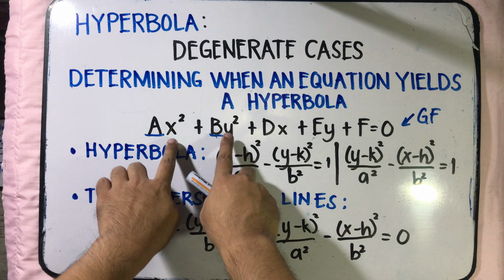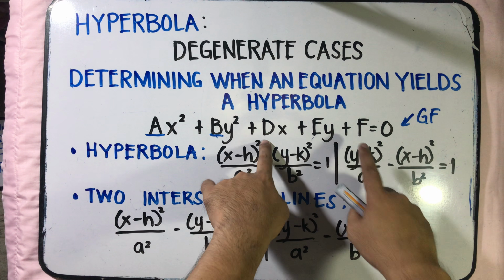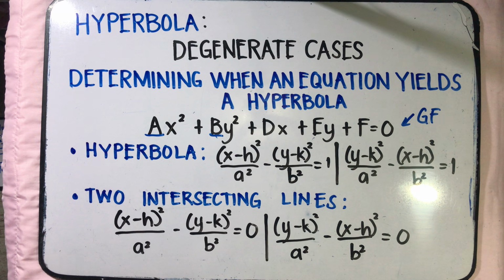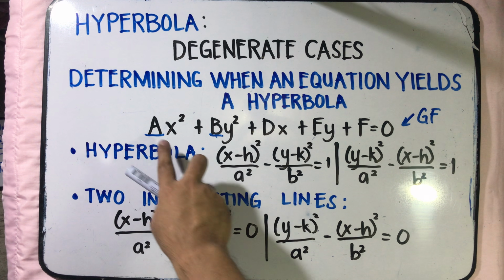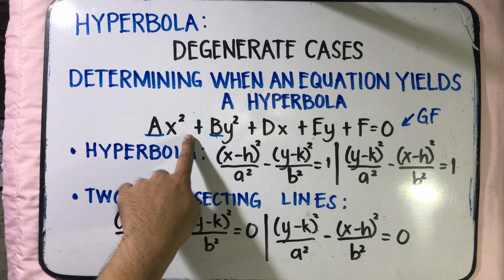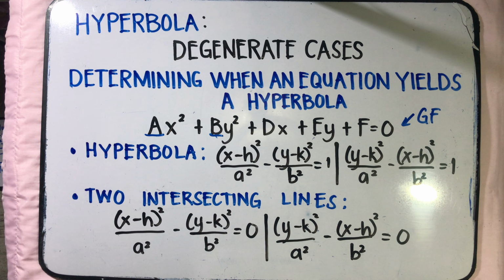Therefore, x squared and y squared will cancel out, and we will only be having dx plus ey plus f. It now becomes a line. That is just an equation of a line if a and b are equal to 0. So let us now discuss how we will determine if an equation will yield a hyperbola. All we have to do is convert the general form into the standard form in order for us to determine if it is really an equation of a hyperbola.